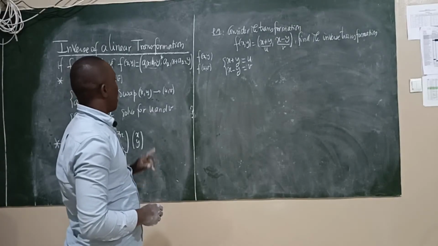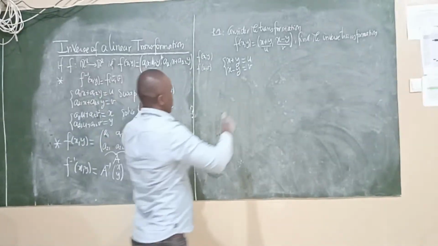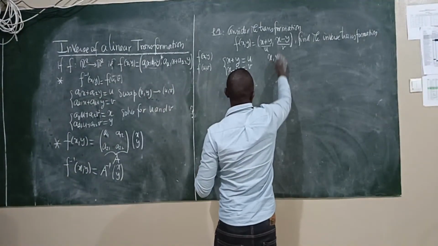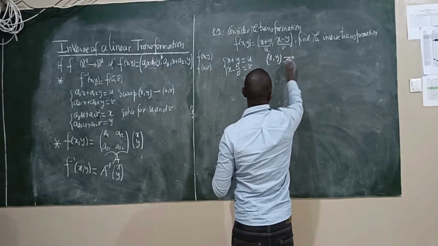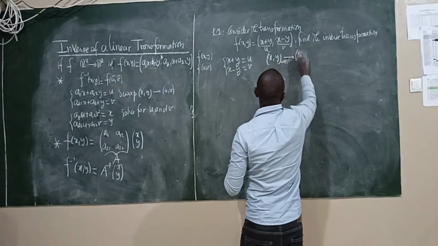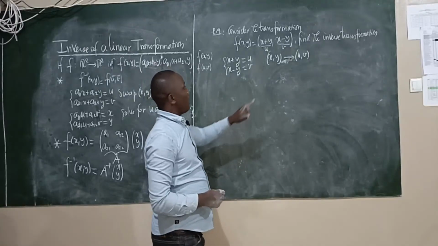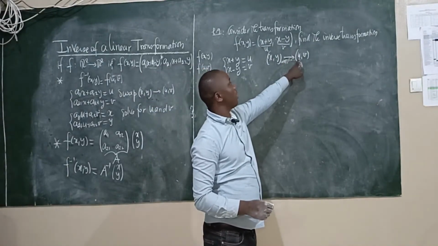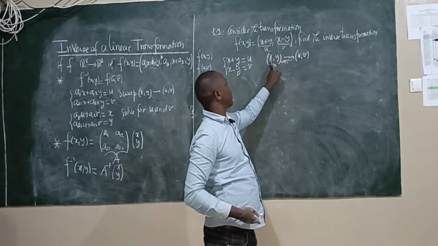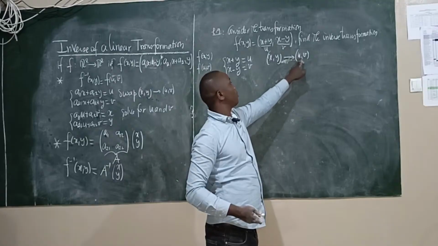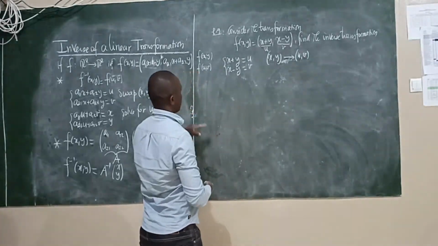Now, as I told you, we need to swap x and y, and swap u and v. x is going to be replaced by u, and u replaced by x. And y is going to be replaced by v, and v by y. This is how to do that.